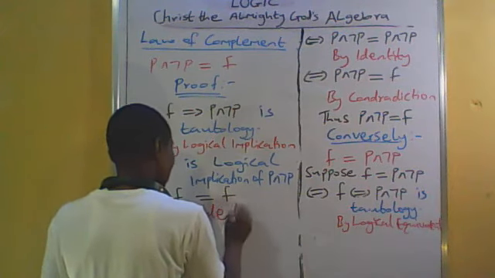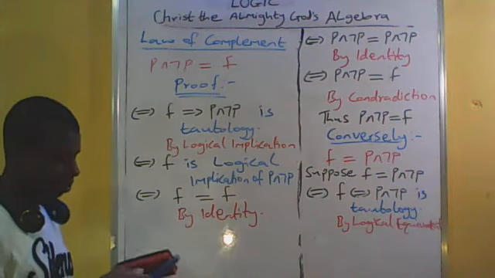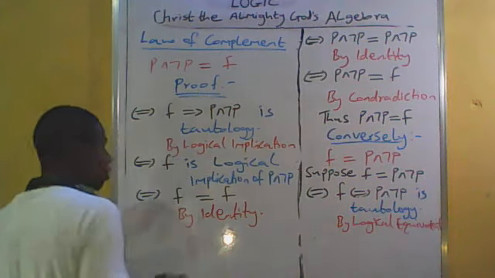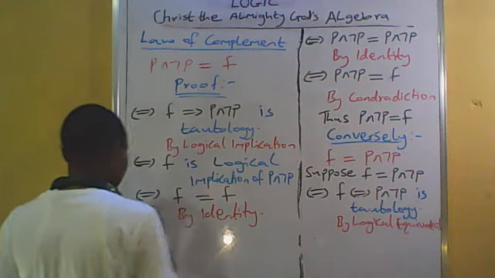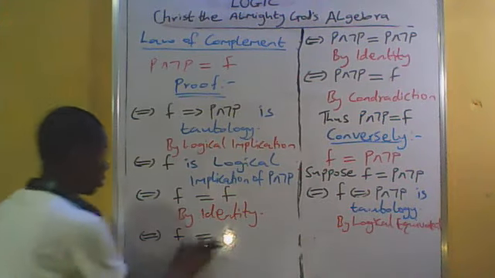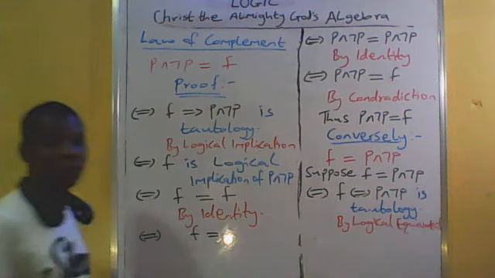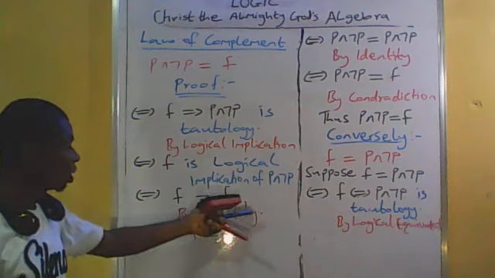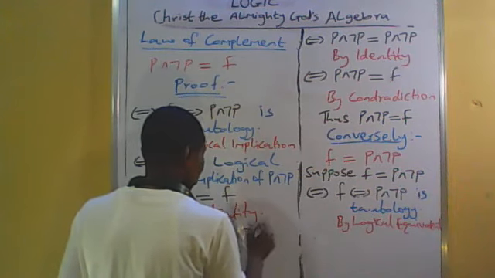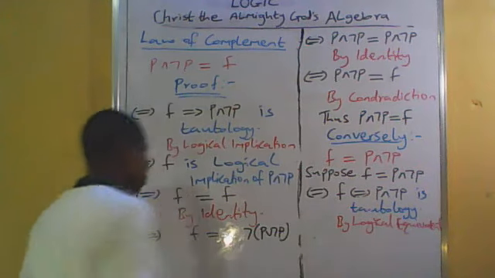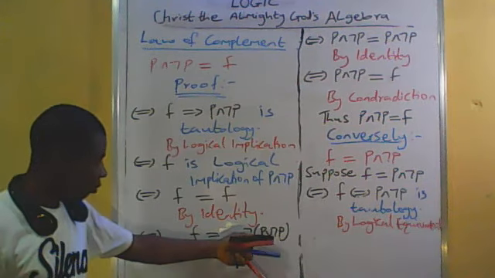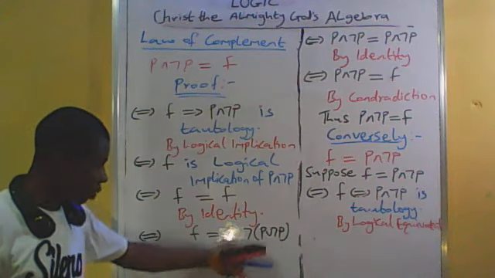That means the sameness, identity. So if and only if F is equal to, that means F now is equal to the negation, not bracket P or not P. If you look at this, F is equal to not bracket P or not P.